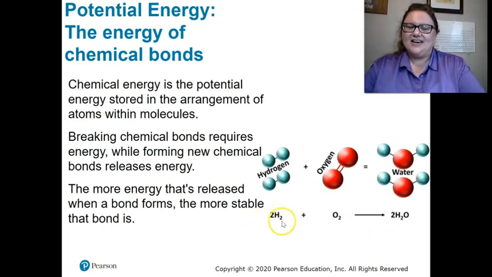So here we see a chemical reaction, right? We can follow along that hydrogen is here plus something else. We have oxygen. Here's our yield arrow, something new, in this case, water molecules.